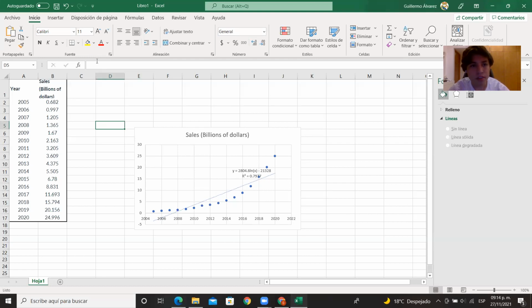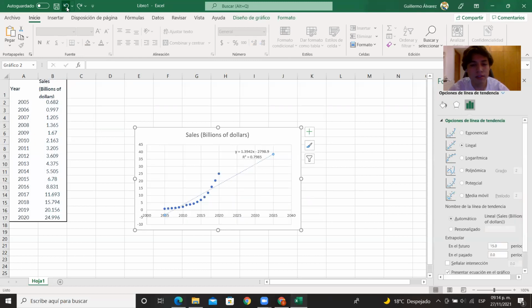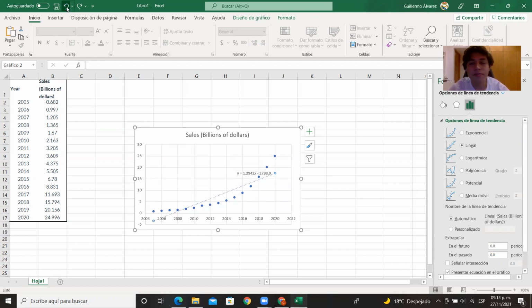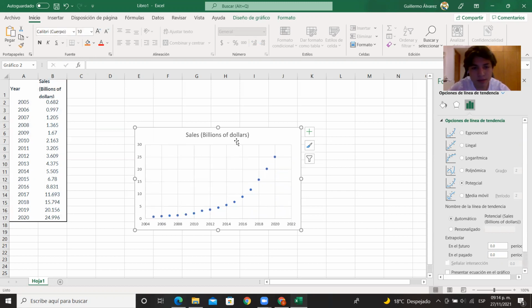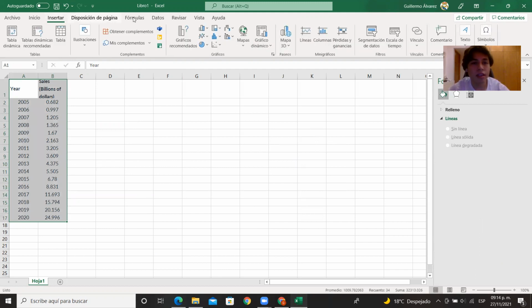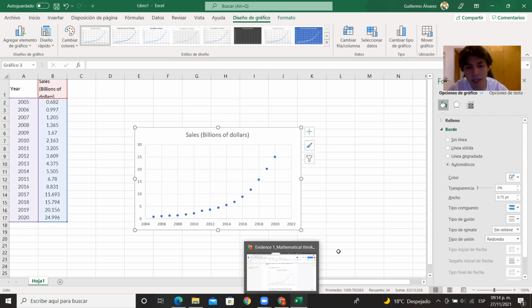And what we did was basically, we just put the graph. We copy the data, insert, then put this graph, and then here you have the scatter plot, so that's pretty easy to do.